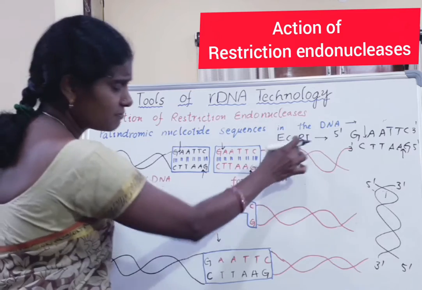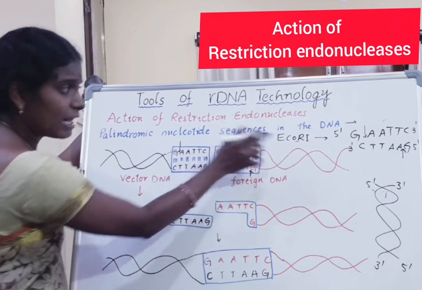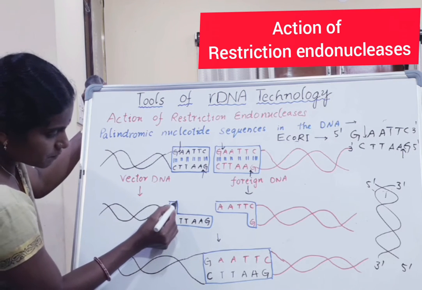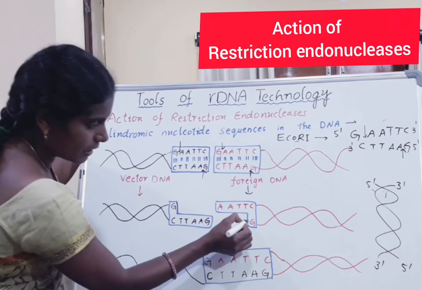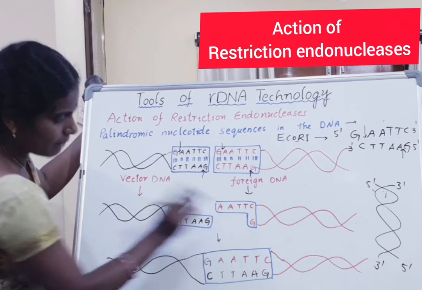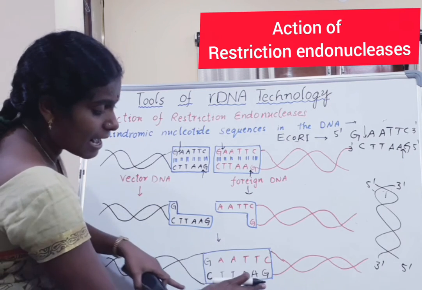So what ends can be generated with the help of EcoR1? Wherever the G is, it cuts there, here the G is and it cuts here, on top and below. So this is what we get. Next, this is the rDNA.